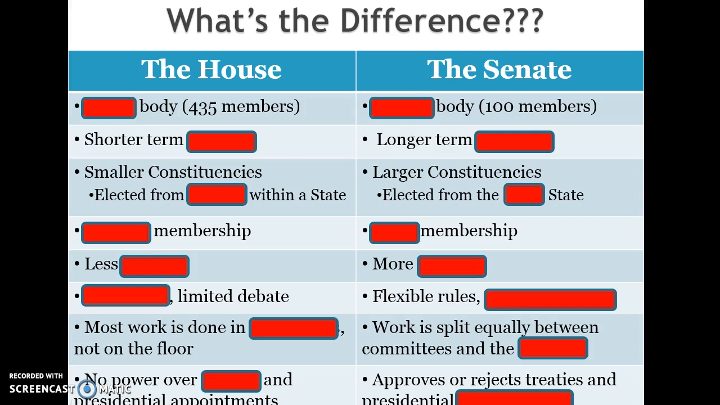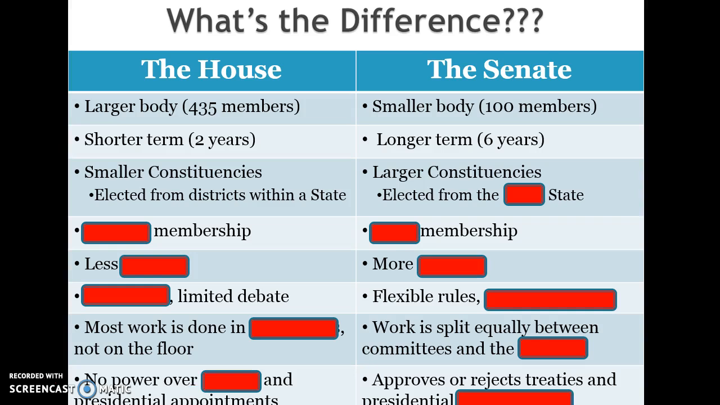Let's compare the House and the Senate. The top part of this is the more important part. You need to know that the House of Representatives has a larger body, 435 members, versus the Senate's smaller body of 100 members. It has a shorter term in the House, a longer term in the Senate, which has 6 years. The House of Representatives have smaller constituencies. That means the people who vote for them, there are less people in each area. So in the House you're voted in by a district within a state. In the Senate, you're voted by the entire state. So the entire state votes on if you become a senator or not.